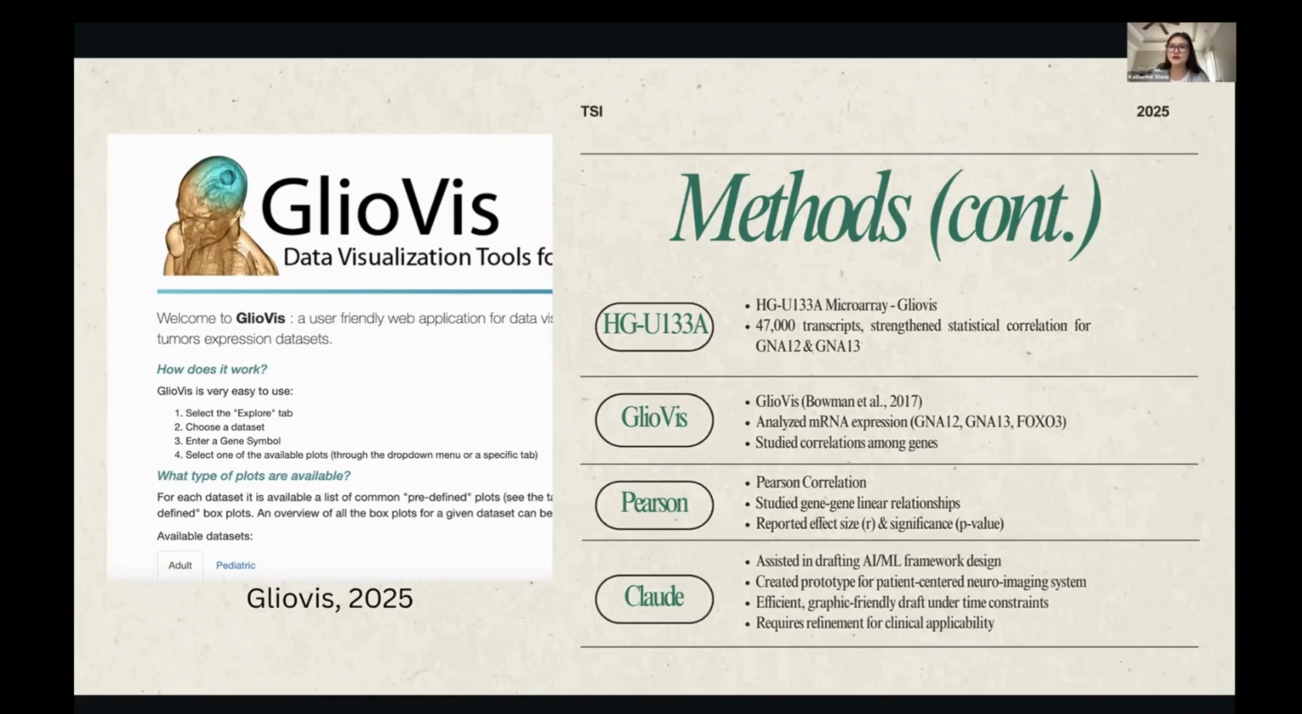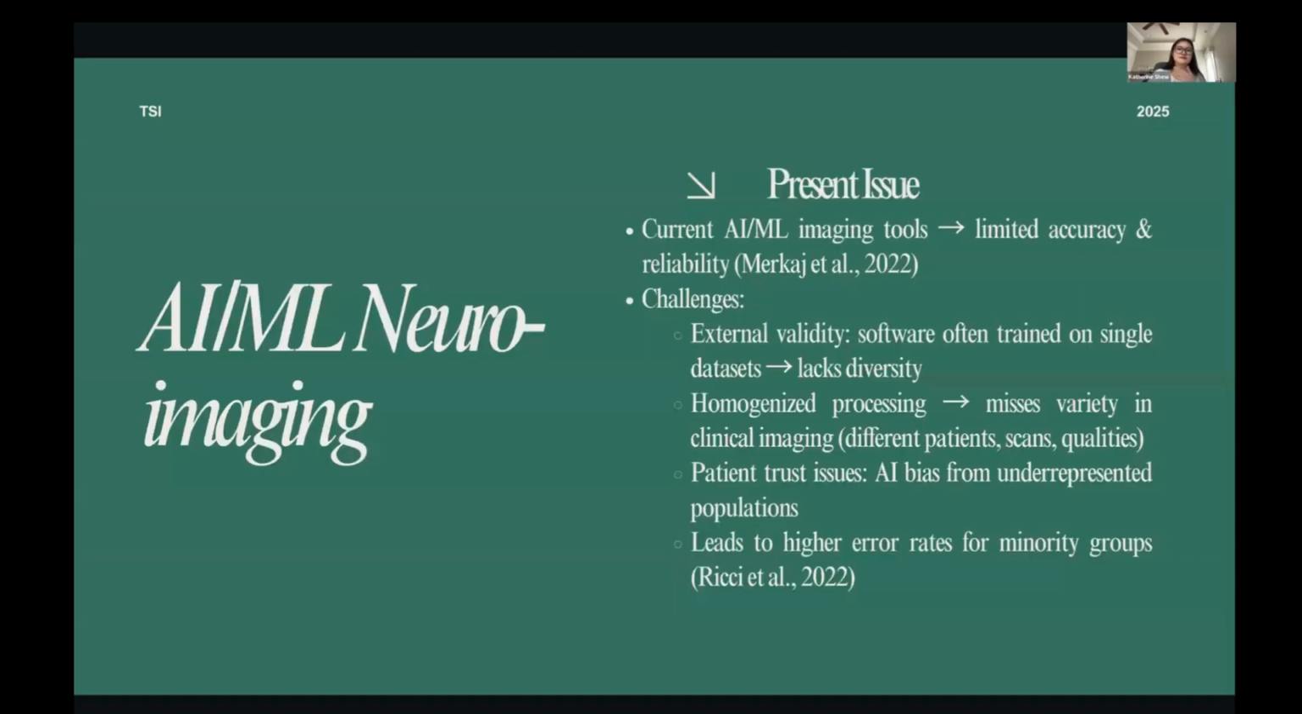In that system, you can choose what kind of arrays, data sets, and things you want to pull from. That's the first one listed, which is HGU133A. It's a microarray, which is a biological tool, and it analyzes transcripts and strengthens statistical correlation for me. Pearson correlation is a normal correlative statistical method to look at correlation between two things, in my case, genes. And then Claude was the last part of my research, which assisted me in drafting an AI and ML framework design, which I'll go over in a moment.